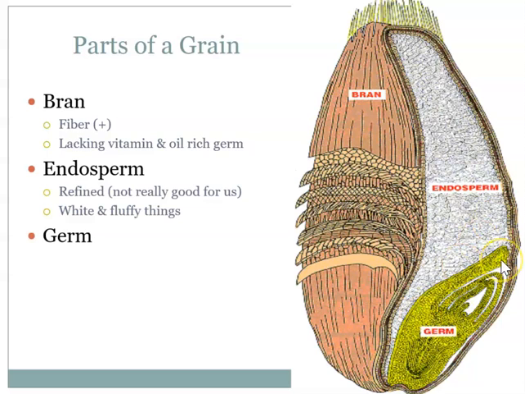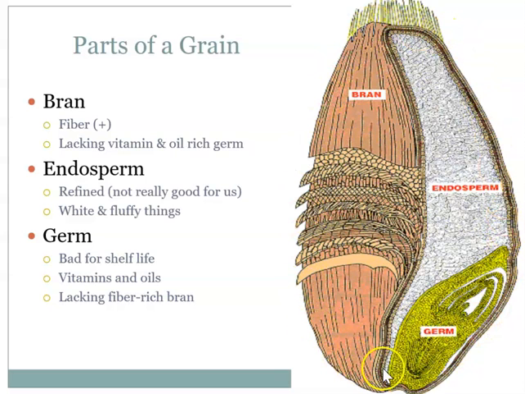Then here's the germ, this small part here. It's not good for shelf life because it has the fat in it, so vitamin E as well. It's lacking fiber coming from the bran, but when we eat them all together, we're getting the vitamins, we're getting the minerals, and then we're kind of getting the extra that puts it all together.